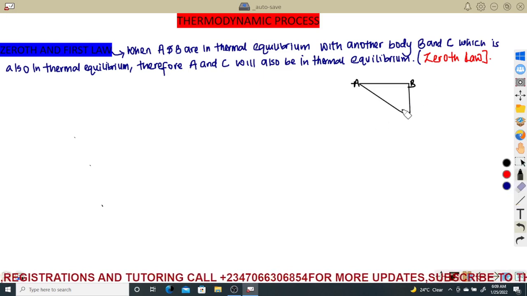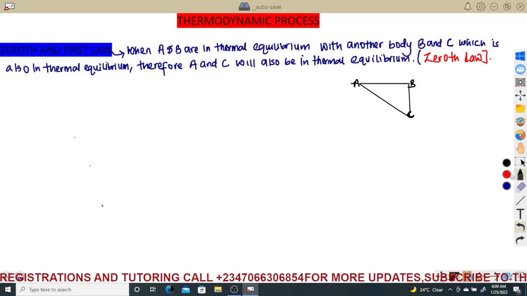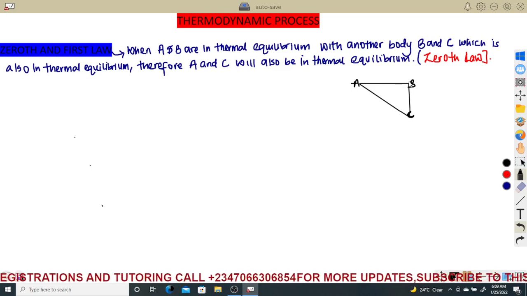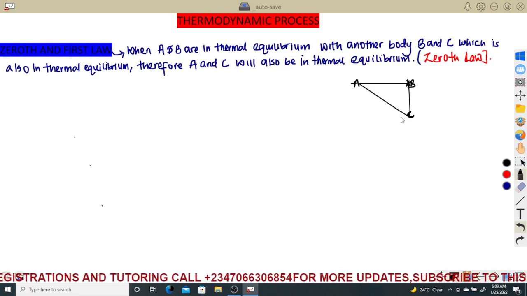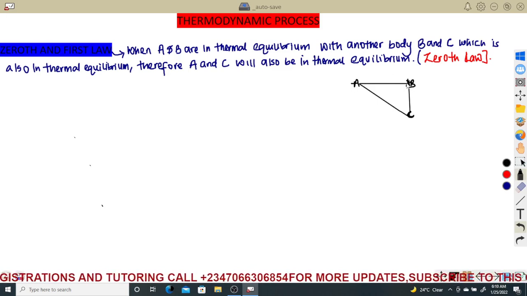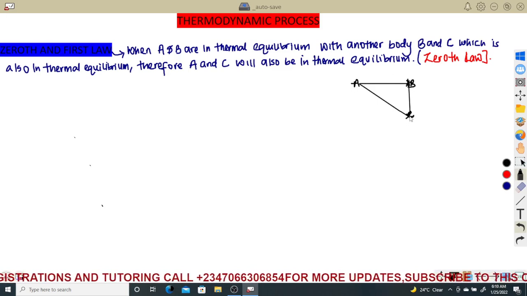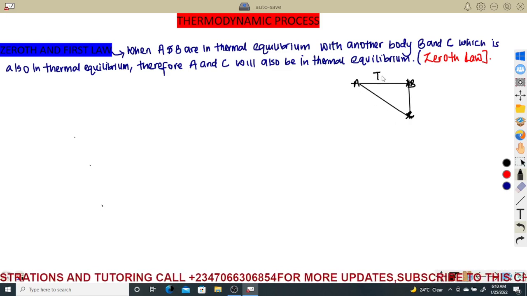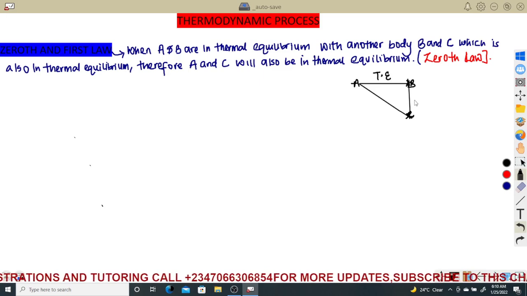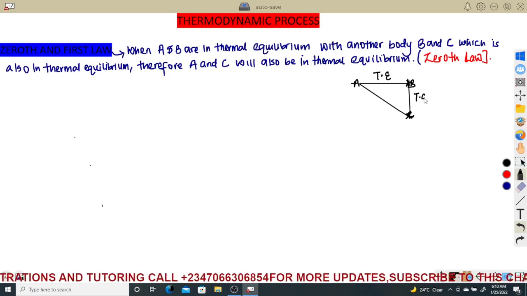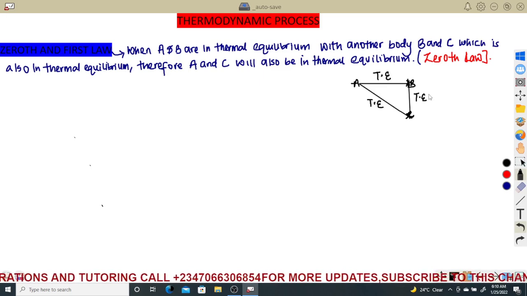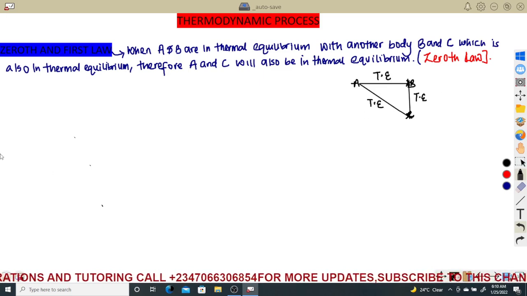Just for understanding, say this is C, the point of contact there. So if A and B are in thermal equilibrium, and A and B come in contact with B and C, then definitely this is also going to be in thermal equilibrium. So because of the thermal equilibrium that exists between A and B and between B and C, A and C are also going to be in thermal equilibrium. That's just the interpretation of that.